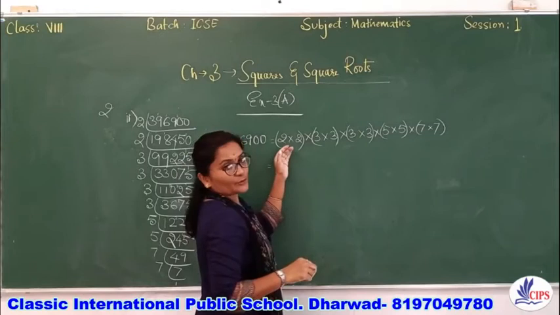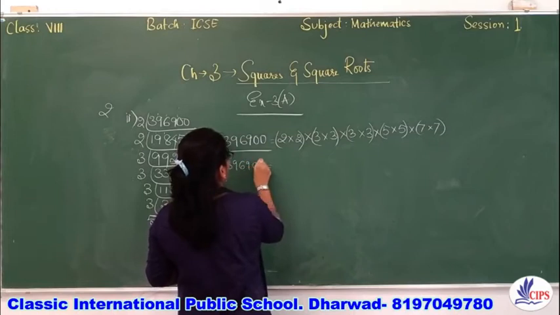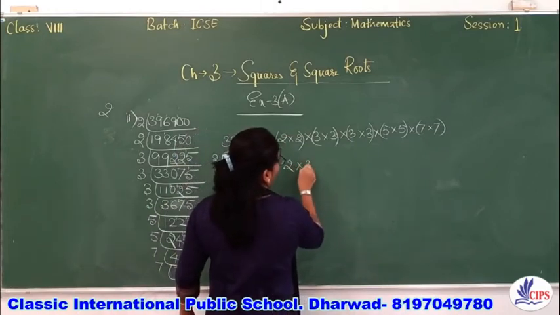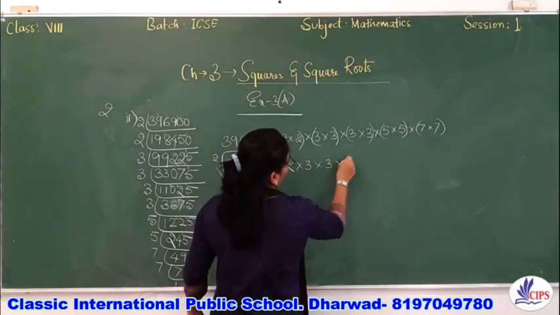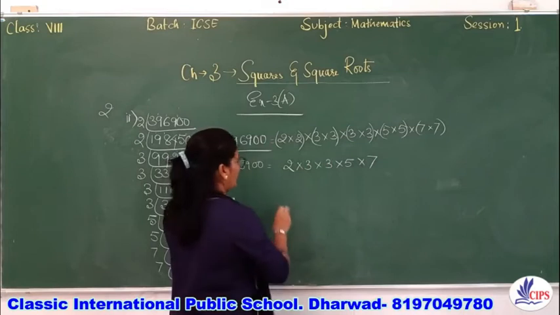Now, from each group, I'll take one number. So square root of 3969000, from each group, I'll take one number. 2 into 3 into 3 into 5 into 7. From each group, I have taken one number.